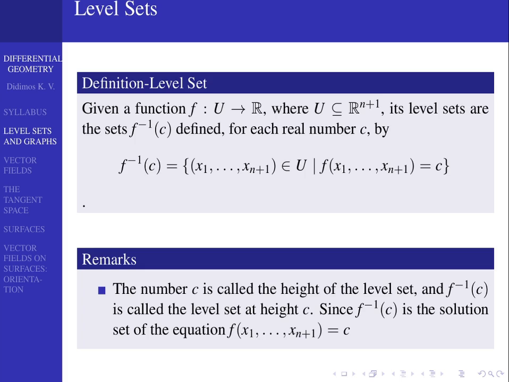So corresponding to any c, you can define level sets. If we choose c arbitrarily, the level set may be empty, and sometimes it contains exactly one point or two points. That is an arbitrary form for that level set. This number c is called the height of the level set, and f inverse c is called the level set of height c, since f inverse c is the solution set of the equation f(x1, x2, etc., x_(n+1)) equal to c.